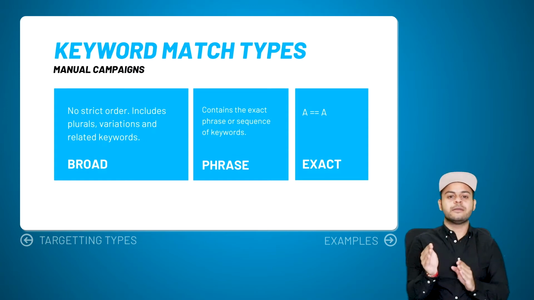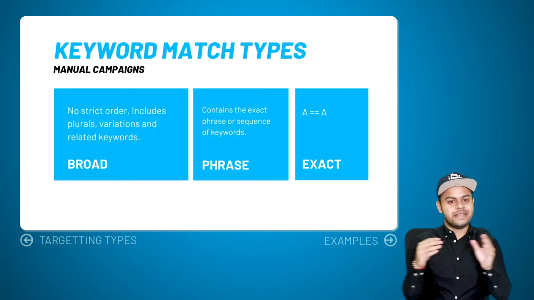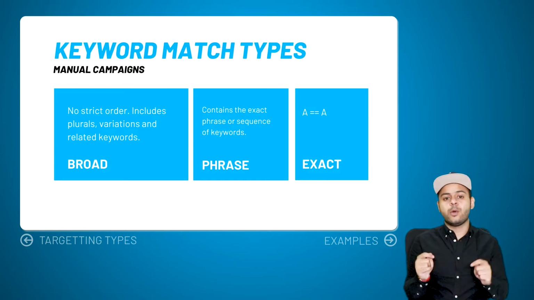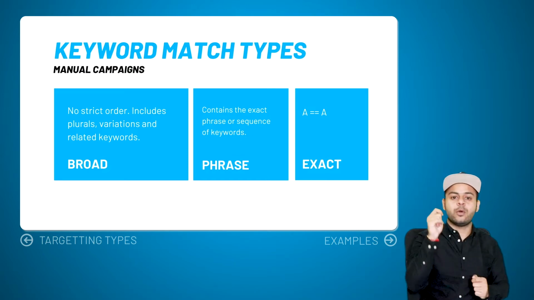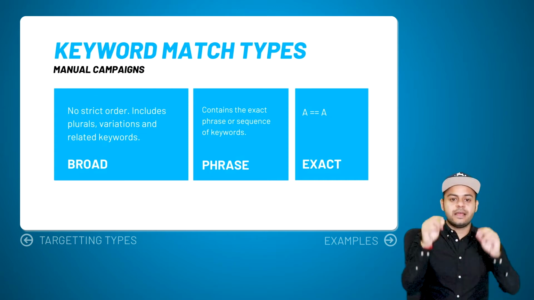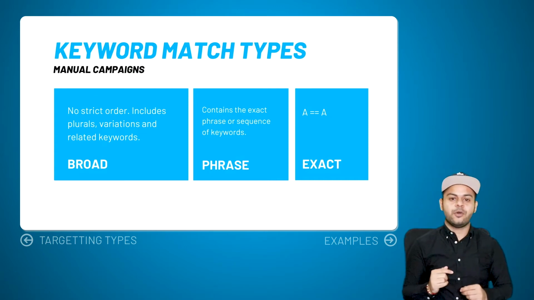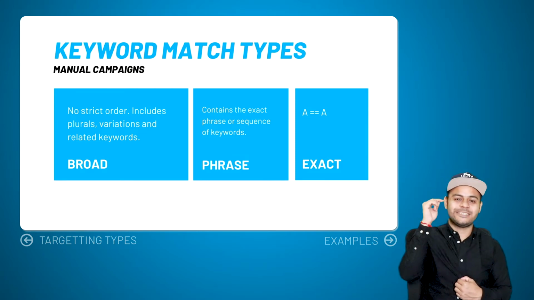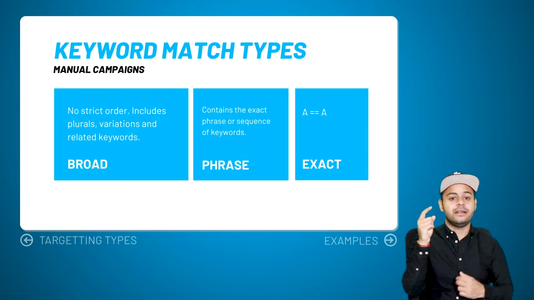The third kind of keyword match type is exact match type, which basically means that if you're bidding for garlic press and you tell Amazon, hey, I want to show my ads only to people who are searching for the keywords garlic press, then Amazon is just going to show the ads to the people who are searching for that specific keyword only. Let's look at the examples.